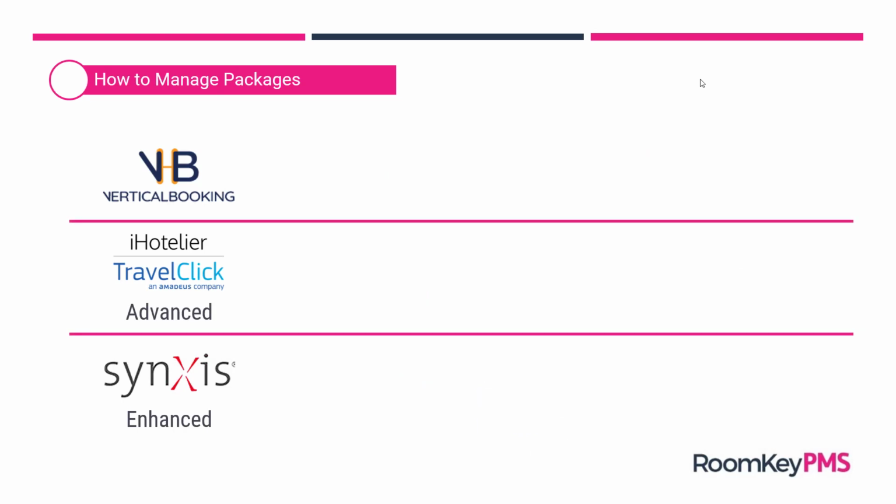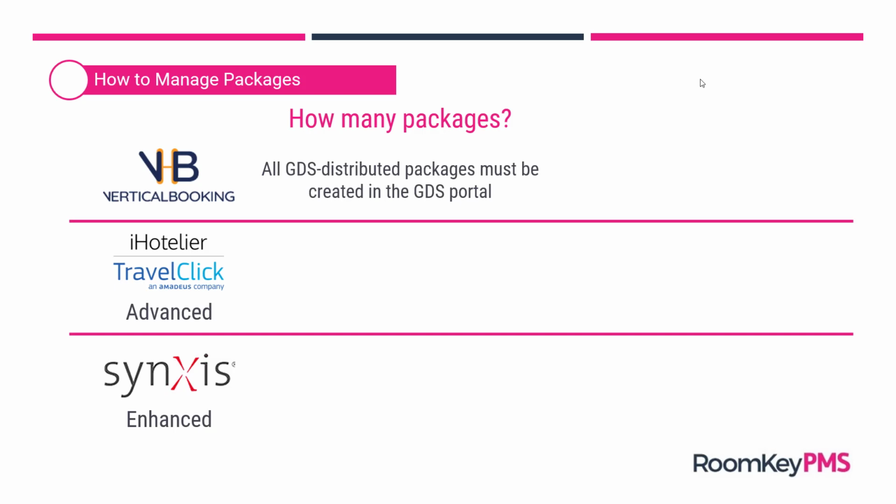And the first thing that we'll look at that does differ between these different connectivity partners is how many packages will you build on your GDS portal. So for vertical booking, all GDS distributed packages must be created in the GDS portal. Again, very similar to the rate plan integration, if there is a checkmark in the GDS column, you will need to create that rate plan or that rate plan package in your vertical booking portal.